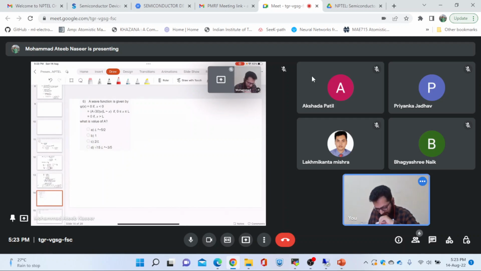Now let's see the sixth problem. It states that the wave function psi of x is given, and it is 0 if x is less than 0, and it only exists between the limits 0 to L. We are required to find the normalization constant A. As simple as that.